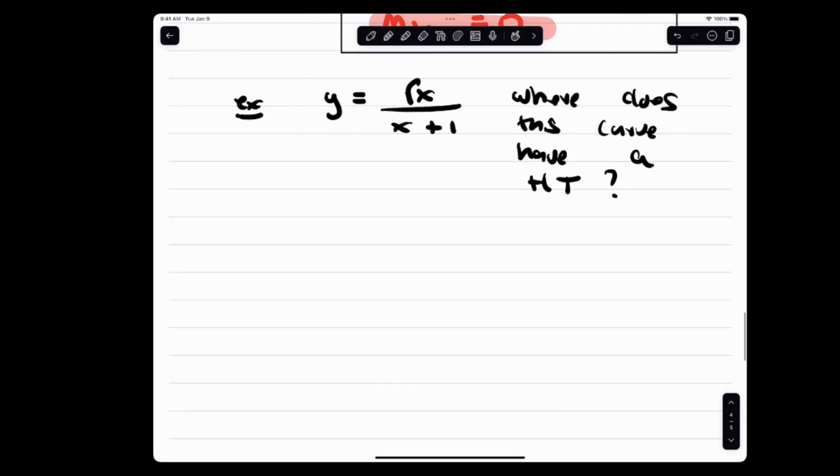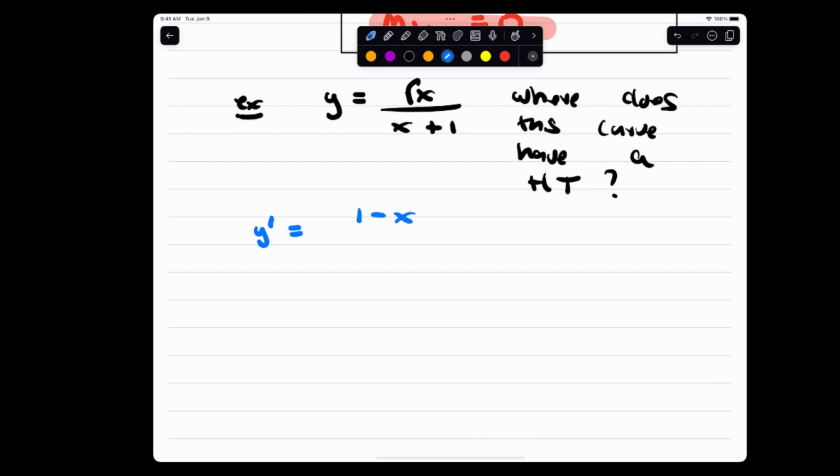Now, what do we get as a derivative here? Do you remember? We got the derivative equal to 1 minus x over 2 square root of x, times x plus 1 squared. Is that true?